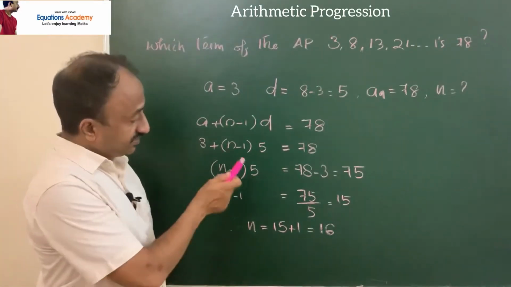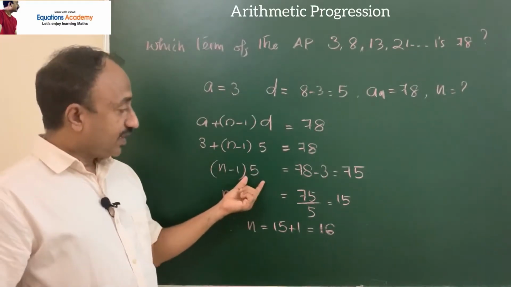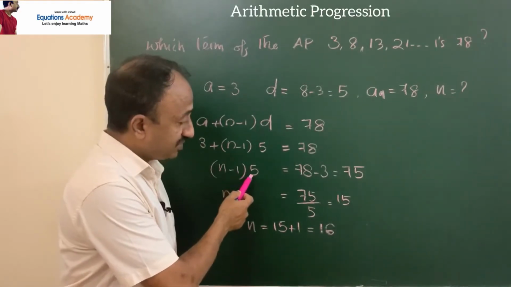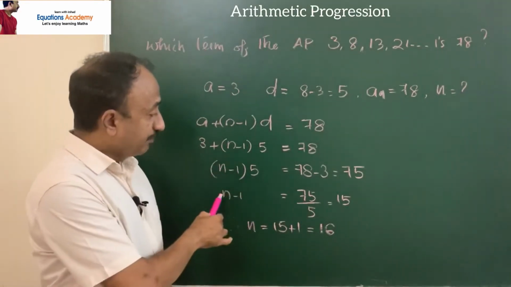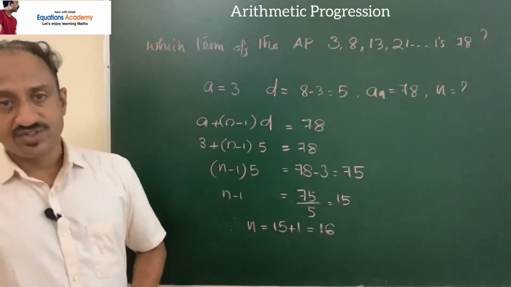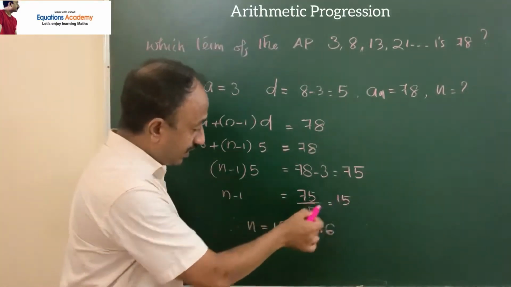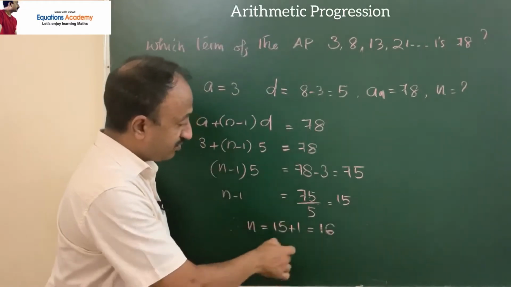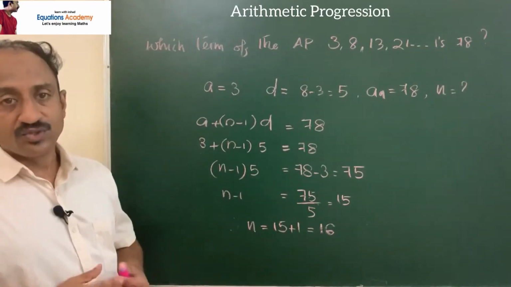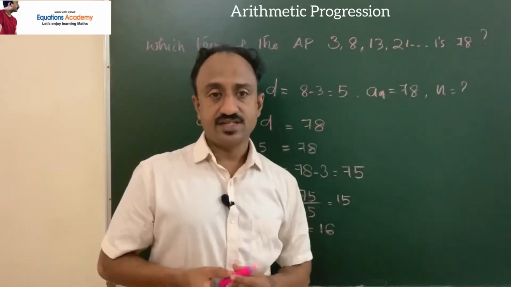Next step is this 5. This is a product, (n minus 1) into 5. We'll take this 5 to there. When it goes there, it will be divided by 5. So n minus 1 is equal to 75 divided by 5, which is equal to 15. n minus 1 equal to 15. Therefore n is equal to 15 plus 1, so 15 plus 1 equal to 16. So we got n equal to 16. So the 16th term is 78.